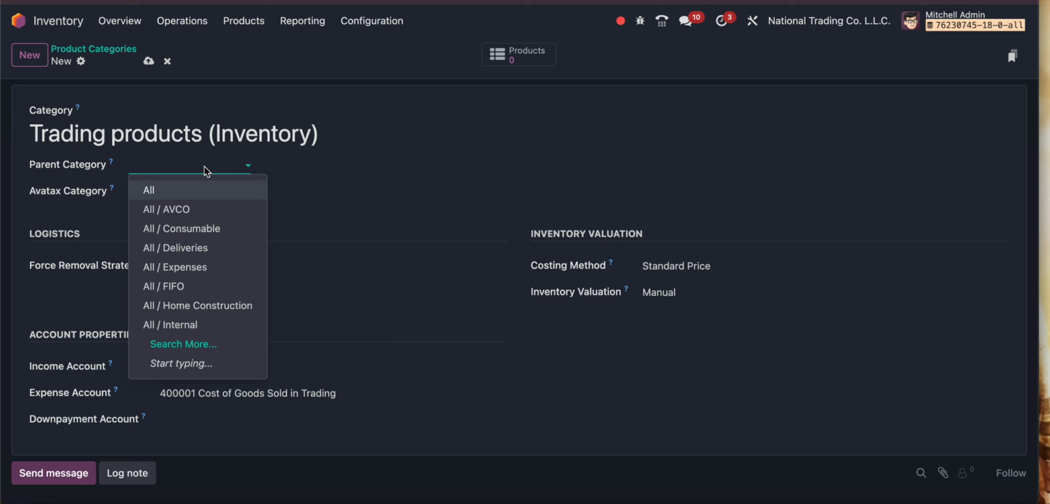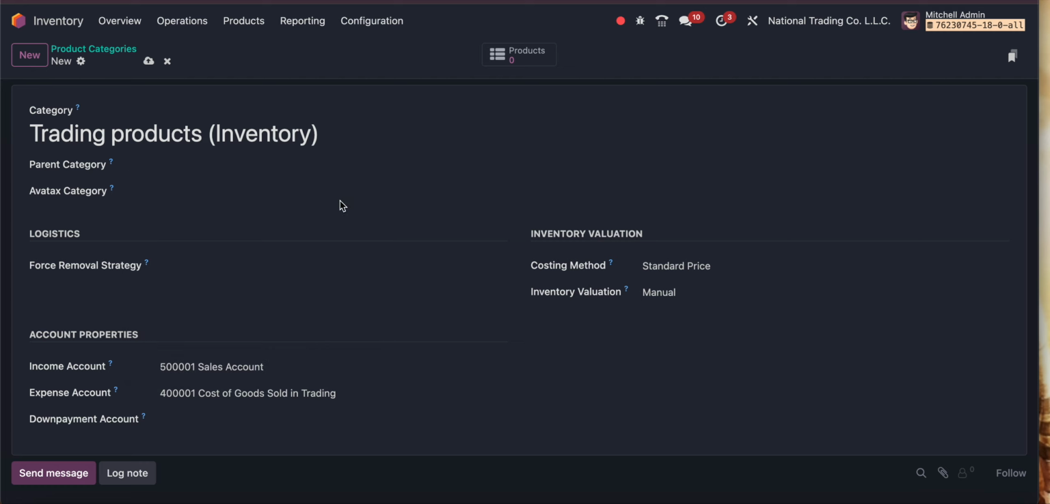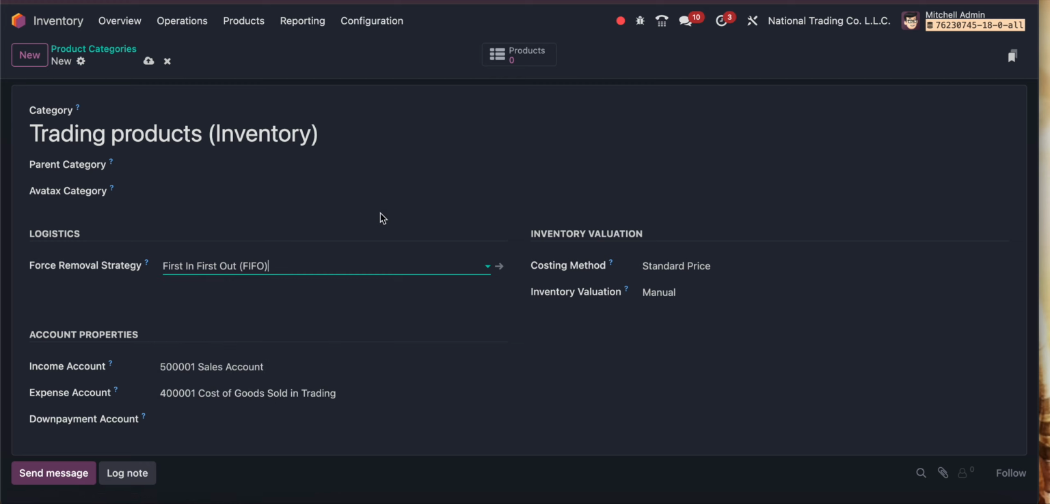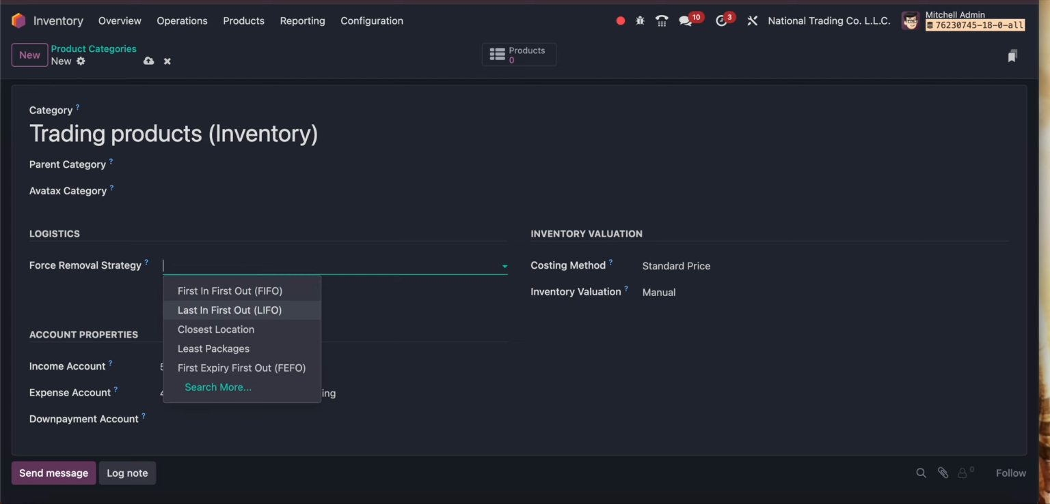Currently I don't give any parent category here. Instead I straight away go to force removal strategy. There I have to map first in first out, when you don't have the tradition of following inventory tracking by way of lots and expiry dates. But if you have lot number and expiry date provided to all the products based on the tracking enabled in the inventory settings, then you will have to go for first expiry first out.